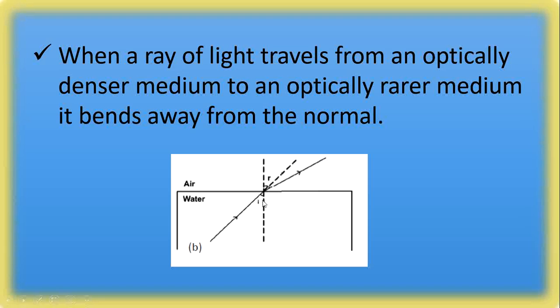Now when we measure the angle of incidence and the angle of refraction, which one is greater? The angle of refraction is greater than the angle of incidence. So these are very important points. When the light ray travels from a denser to a rarer medium, the angle of refraction is greater than the angle of incidence.